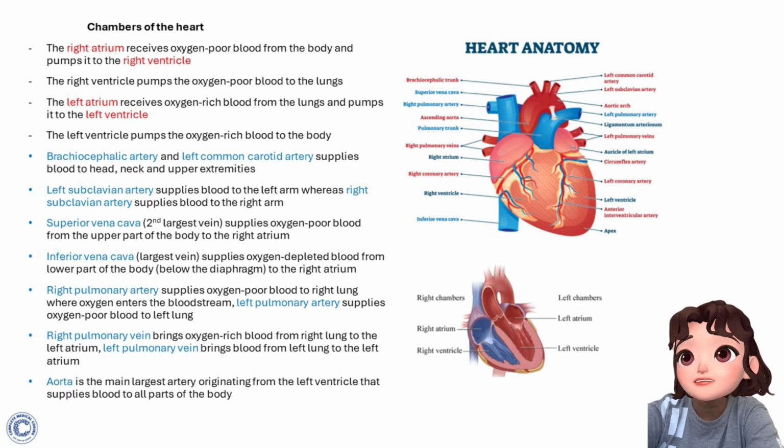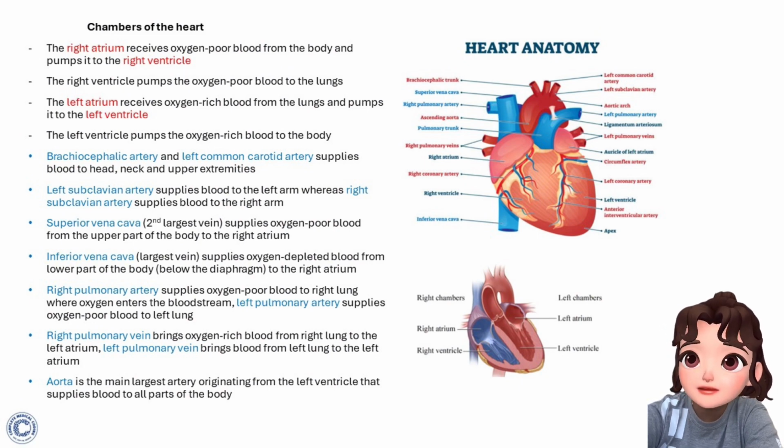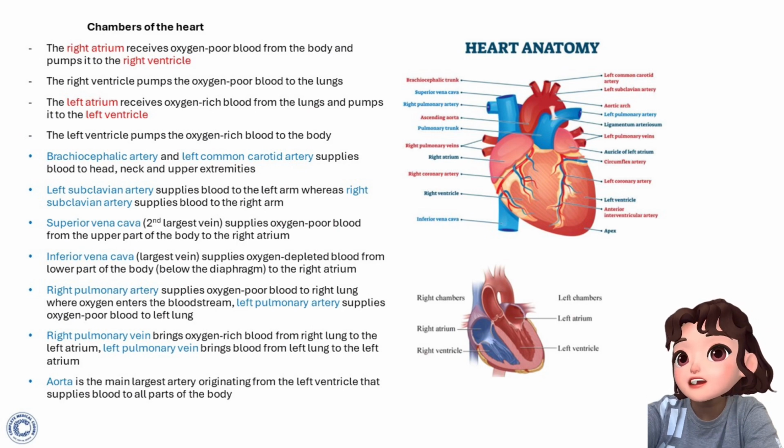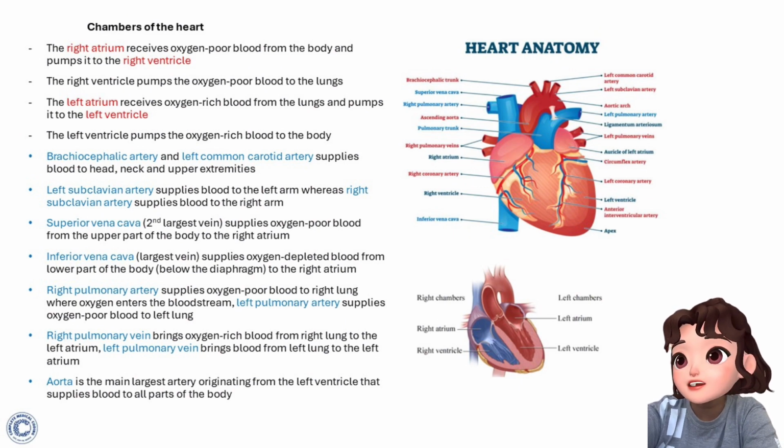Superior vena cava, the second largest vein, supplies oxygen poor, deoxygenated blood from the upper part of the body to the right atrium. Whereas inferior vena cava, which is the largest vein, supplies oxygen depleted blood. It is also deoxygenated blood, but oxygen depleted, from the lower part of the body below the diaphragm to the right atrium.